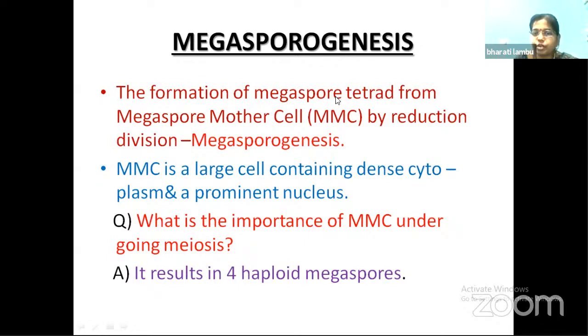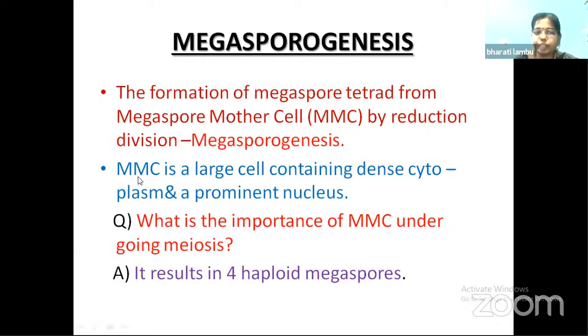Now, the megaspore tetrad is formed from the megaspore mother cell by which division? By meiosis. Meiosis is also known as reduction division. So megasporogenesis is nothing but the formation of megaspores from the megaspore mother cell. There we saw the microspore mother cell, also known as the pollen mother cell, which forms microspores. Here we find megaspores. What will be the future nature of the megaspore? It will form the embryo sac. That we will also learn now.